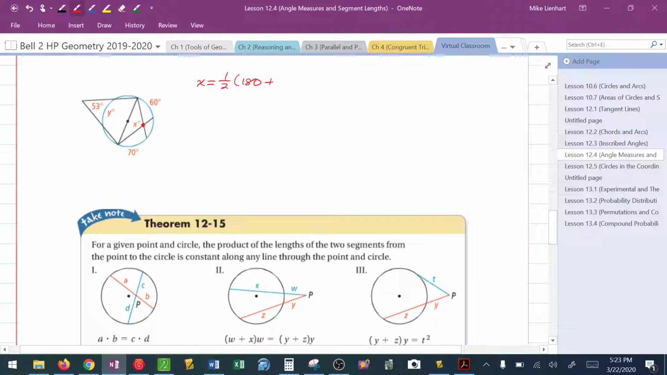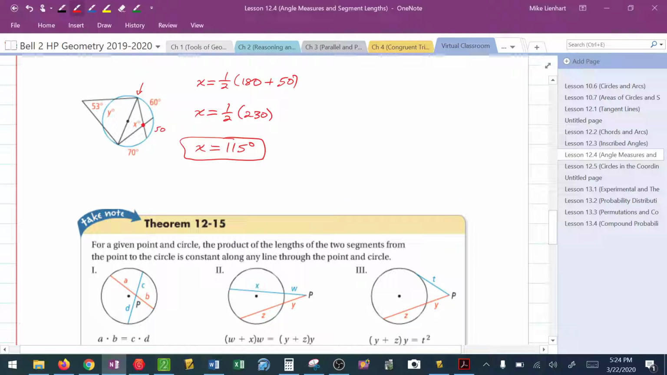Well, I know that 70 and 60 add up to 130. I know this segment, this chord right here, is a diameter. That's how I got the 180. So if I know that, I know that this has to be 50. There's my other piece. I know x is half of 230, which tells me that x is 115 degrees.